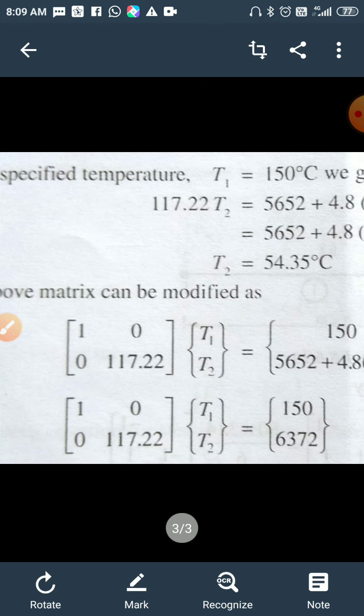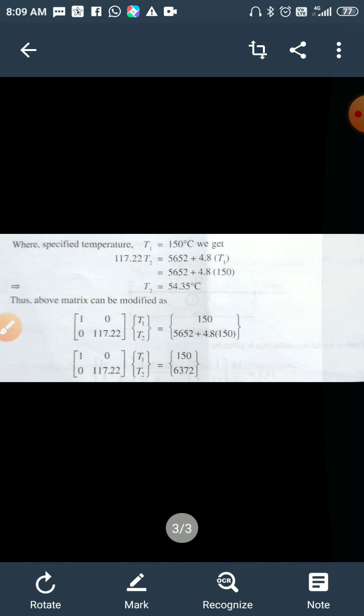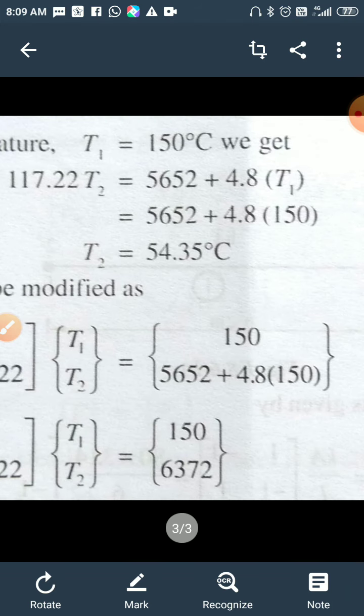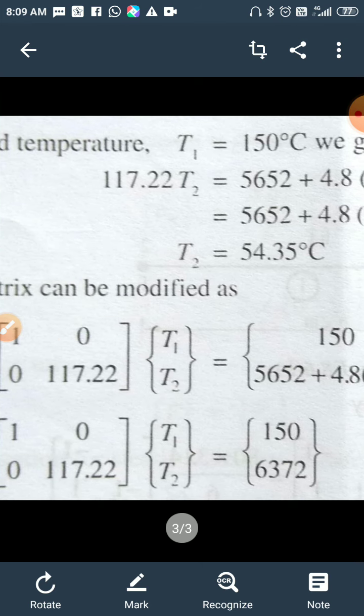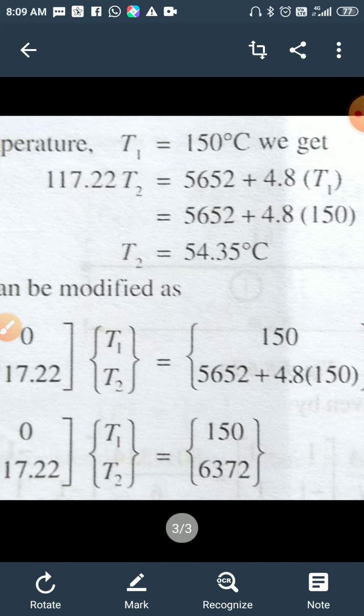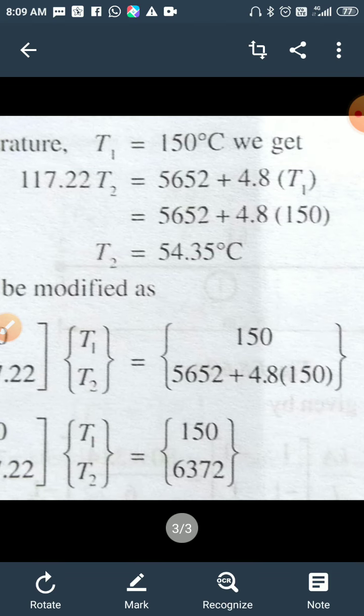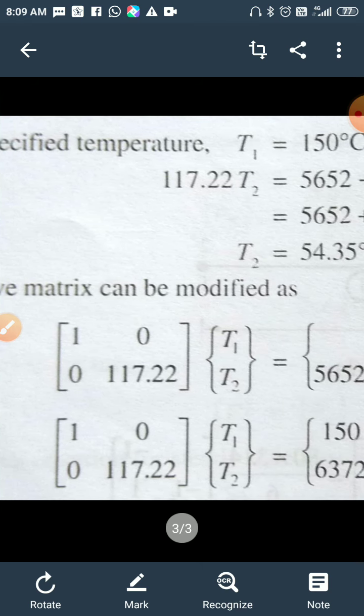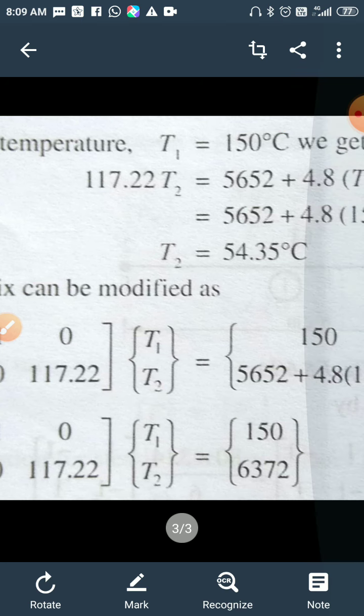In the problem, the specified temperature T1 is given as 150 degree centigrade, and we consider the second row of K T is equal to F. So we get the equation 117.22 T2 is equal to 5652 plus 4.8 T1, and after substituting the value of T1, we get T2 is equal to 54.35 degree centigrade. In this way we find the temperature at the node, T2 is equal to 54.35 degree centigrade.